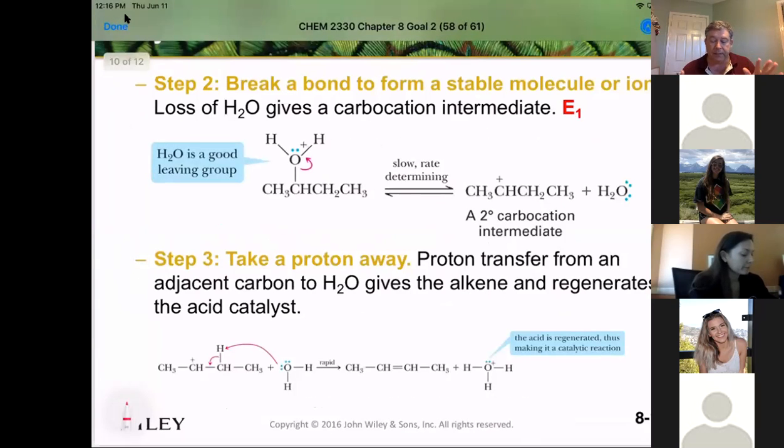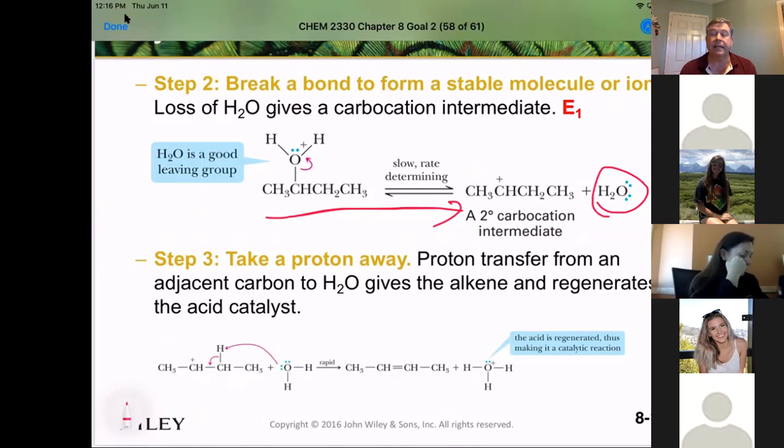So in the case of our secondary alcohol or our tertiary alcohol, the next step, the slow step or the rate determining step, is breaking the bond to form that secondary or tertiary carbocation and neutral water, okay? Now the generation of neutral water is important here because remember, water is a Lewis base. It's not a very strong base, but it's a Lewis base. And we now have that carbocation.